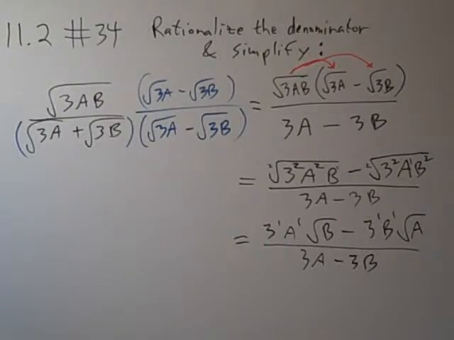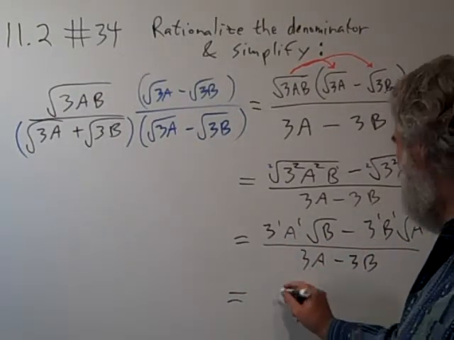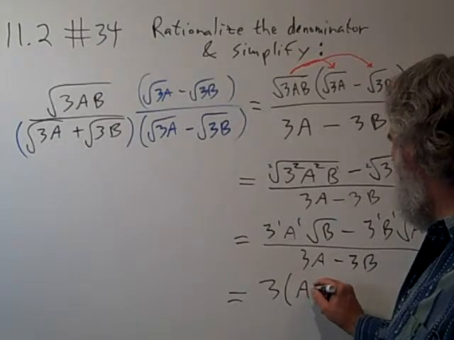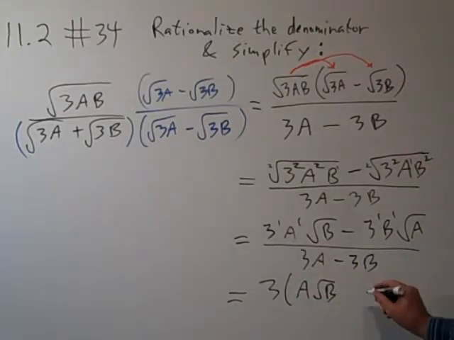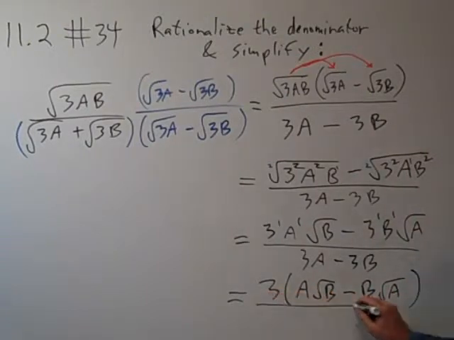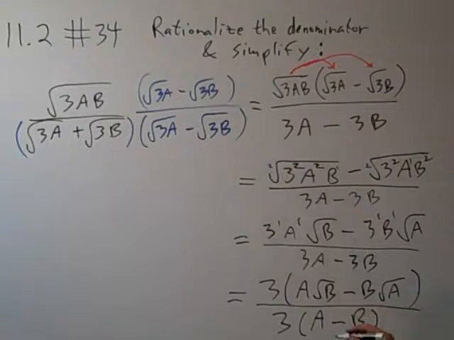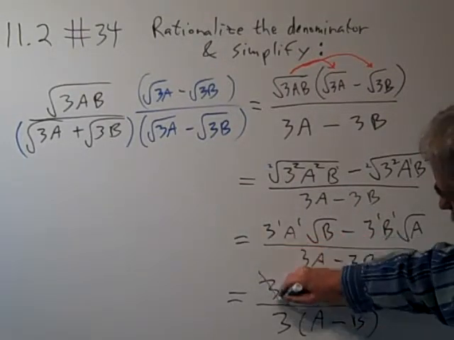And so there we have it. We could factor a 3 out of the numerator. Yeah, let's factor a 3 out of the numerator. So we have 3 times a radical b minus b radical a. Now let's factor a 3 out of the denominator as well: 3 times a minus b. So these 3's can be canceled.